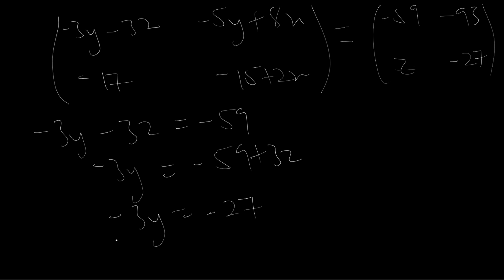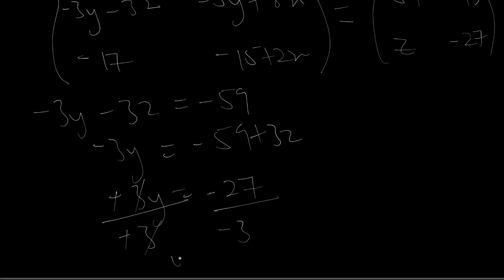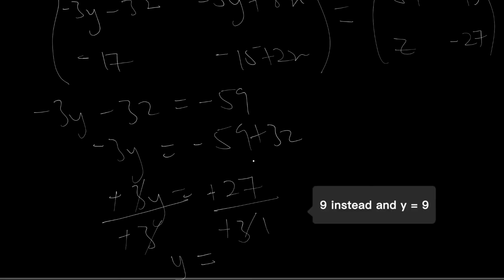So dividing both sides by the coefficient of y, which is -3. Negative cancels negative, 3 cancels 3. So we have y is equal to, negative cancels negative, 3 goes into 3 one time, and it goes into 27 9 times. So y is equal to 9.